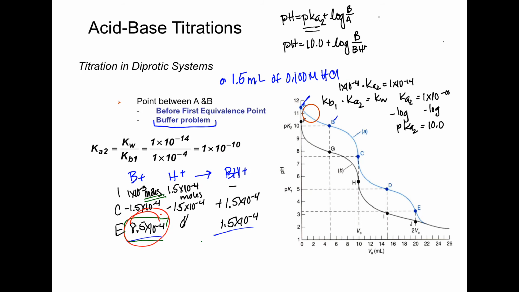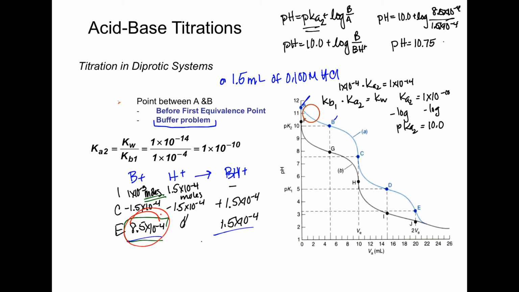And I'm running out of room a little bit, but I'll try and write it right here. 10 plus the log. The B is 8.5 times 10 to the negative 4, and the acid is 1.5 times 10 to the negative 4. All right, so when I calculated my pH, I got 10.75.